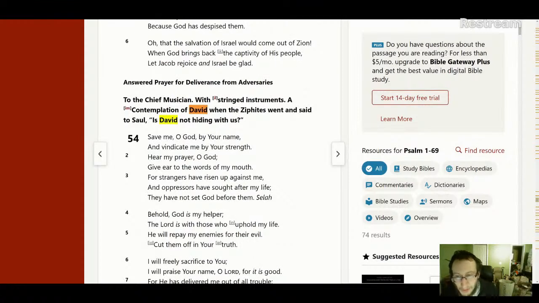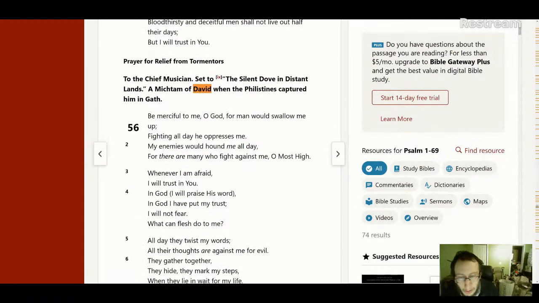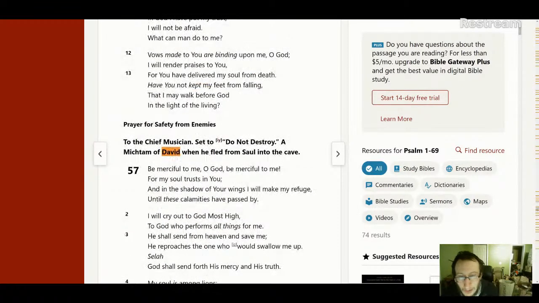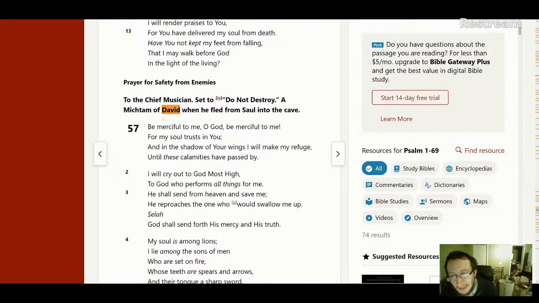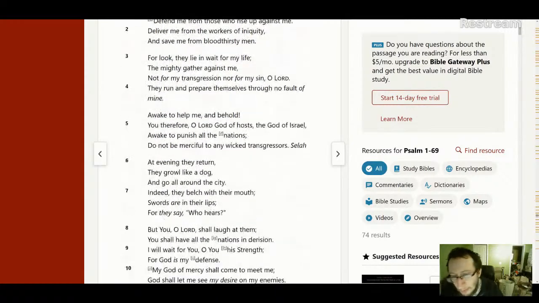Here's another one from the book of Samuel the Seer, when the Ziphites went and said to Saul, is David not hiding with us? Here's another one from the book of Samuel the Seer, when the Philistines captured him in Gath. And then another one from Samuel the Seer, a miktam of David when he fled from Saul into the cave. So when I reconstruct the book of Samuel the Seer, all these psalms are going to also be included in it. In my belief, they were all part of this lost book of Samuel the Seer. A miktam of David when Saul sent men and they watched the house in order to kill him. Again, that'll be in Samuel the Seer.